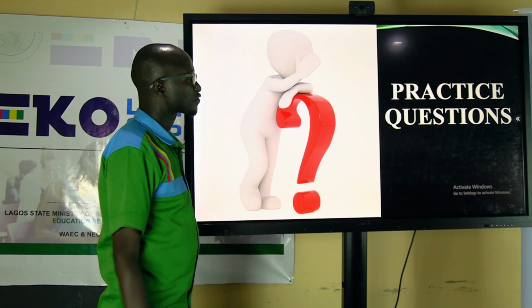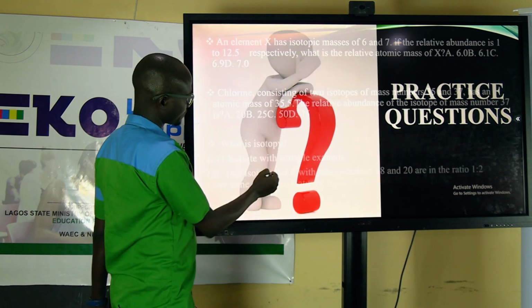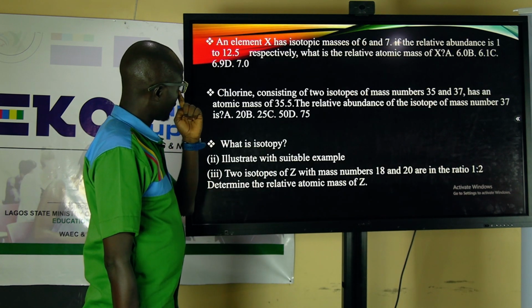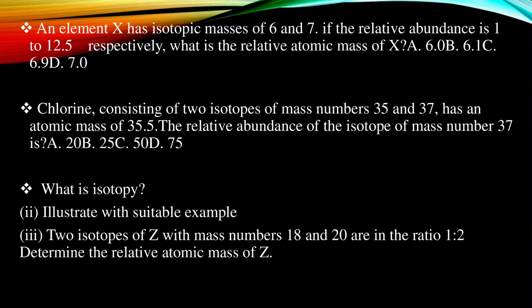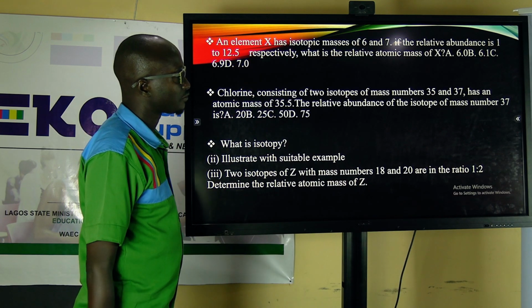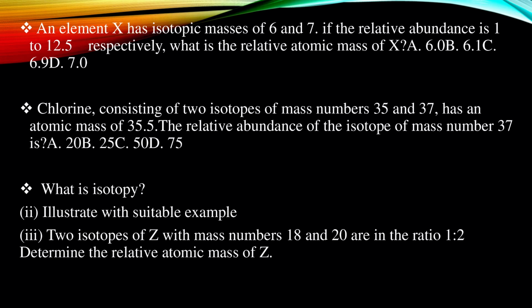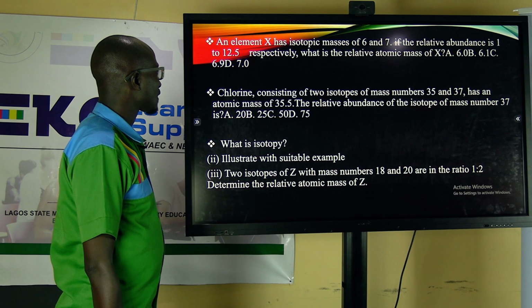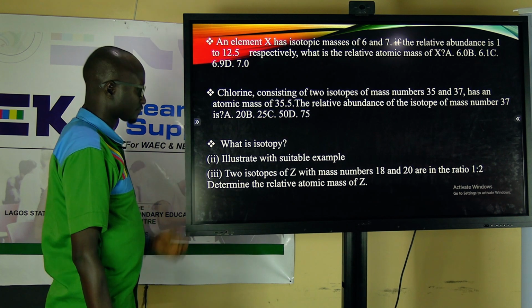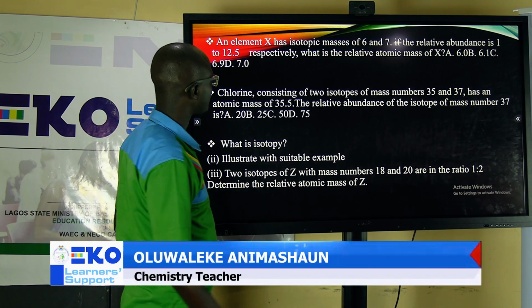So let's go to why we are here. Calculations on isotopy. How do we solve problems on isotopy? Let's take the first one. An element has isotopic masses of 6 and 7. The relative abundance is 1 to 12.5, respectively. What is the relative atomic mass of X? How do we solve this, students? Please pay attention.